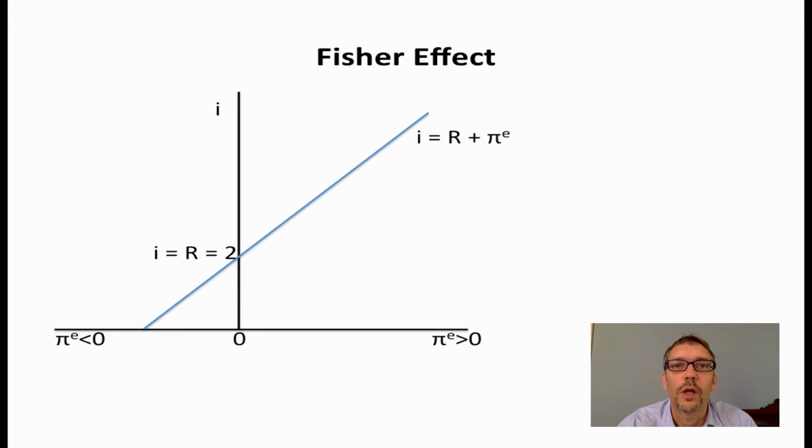In our example, I've assumed the real interest rate is equal to 2%. To show the Fisher effect, we choose a value for expected inflation. In this case, I've chosen 3%. And then we simply read from the blue line the value of the nominal interest rate. In this case, it will be 5%. The nominal interest rate is equal to the real interest rate of 2% plus expected inflation of 3%.